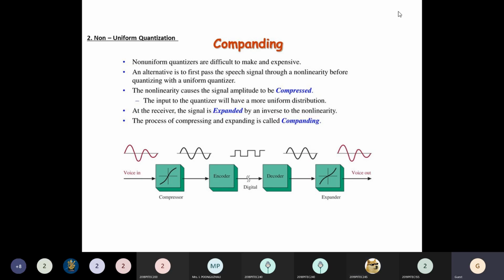So look at the diagram. We have the input voice signal. It will go to the compressor. From the compressor, it will go to the encoder. Then it is transmitted over the channel. At the receiver, it will reach the decoder. Then it will go to the expander.